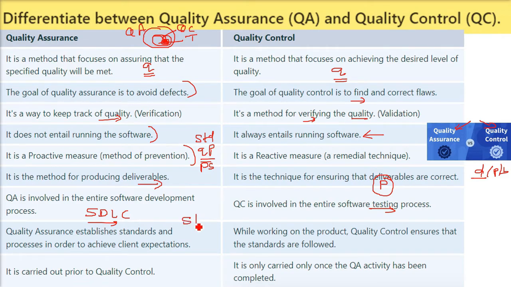So quality assurance is at the organization level. It establishes the standards and the processes in order to achieve the client expectation, what the user wants. So it is kind of ensuring that, okay, we are going to give you this. Quality control, while we are actually working on the product, ensures that the standards set in quality assurance are being followed here. So quality assurance is a bigger set. It has to be done prior to quality control, and quality control is of course done after QA is established, and in order to implement that QA, QC is done.